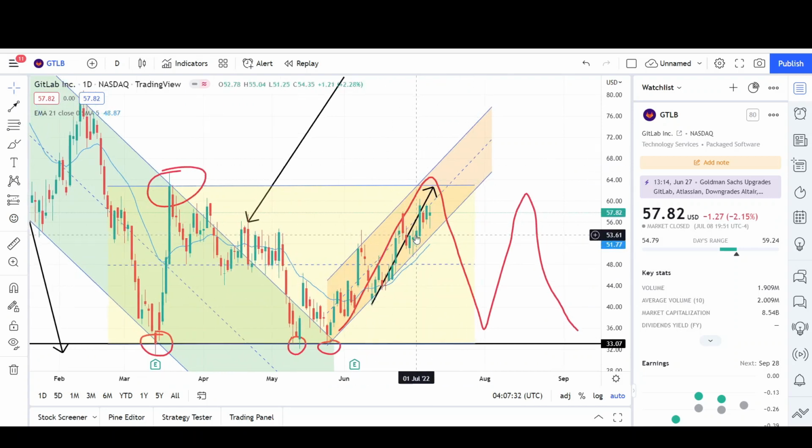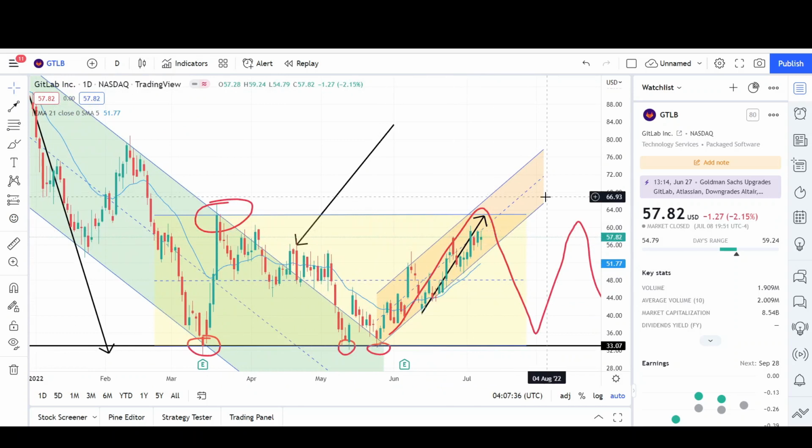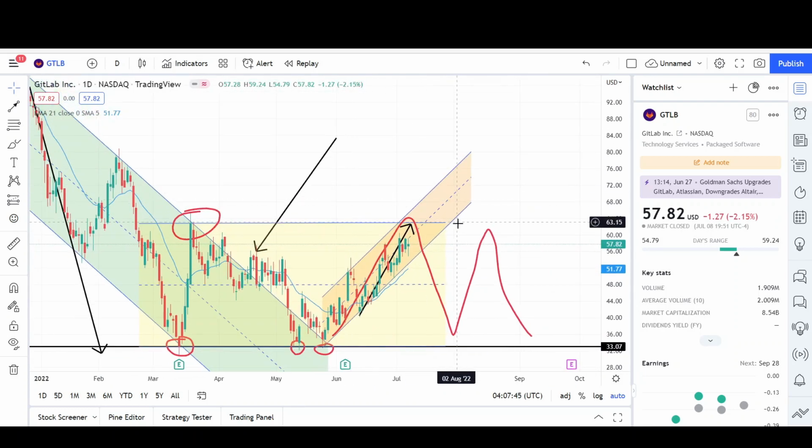We're moving at a nice 55-degree angle, which is nice and healthy, near aggressive. So there's a lot of momentum to this. So we'll have to wait and see if we're going to see higher prices. But I'm expecting higher prices. I'm expecting at least a $63 level.